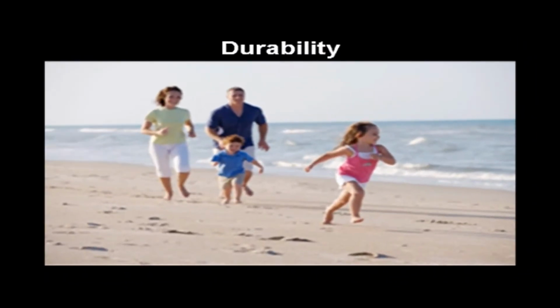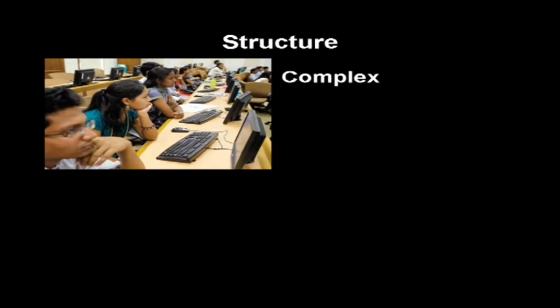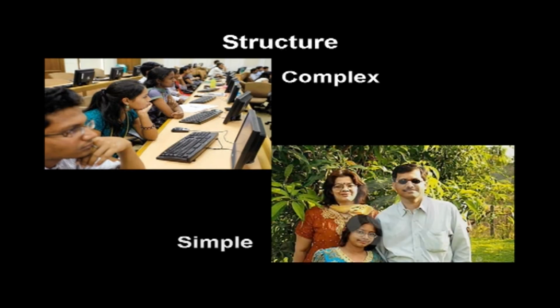4. Organized groups are comparatively durable in nature. They exist for a long time or even permanently. 5. The structure of organized groups may be complex, like a big corporate company, or simple, as in the case of a family.